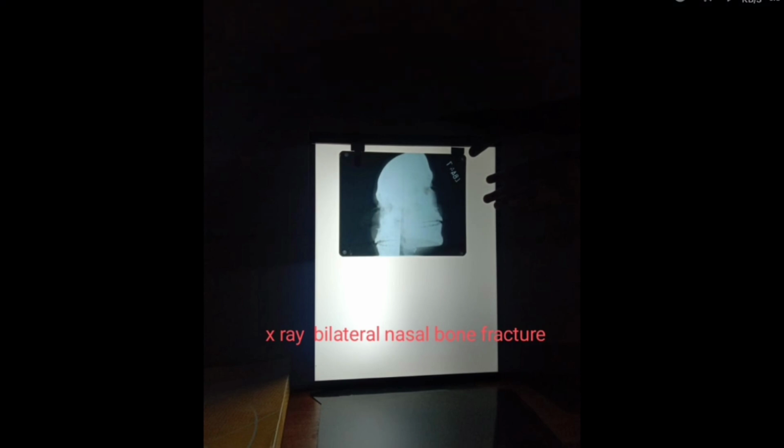Next, this is a plain X-ray showing bilateral nasal bone fracture. Whenever there is suspicion of nasal bone fracture, both right and left images are taken. Here you can see discontinuity. That is a nasal bone fracture.